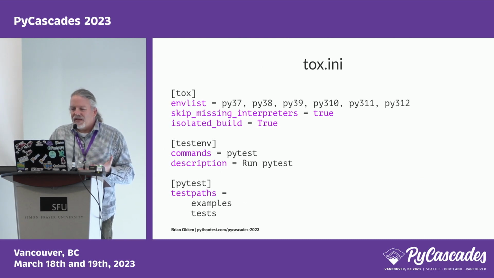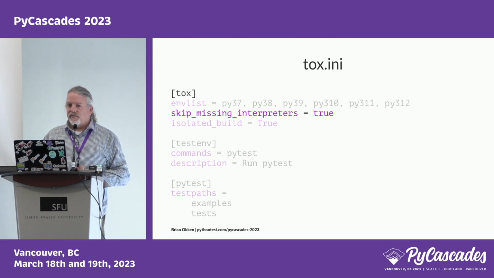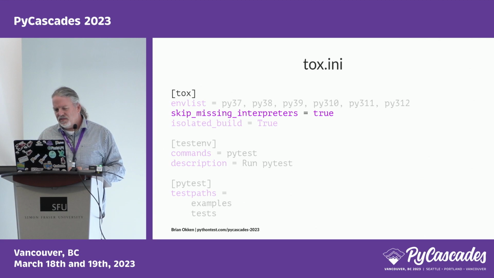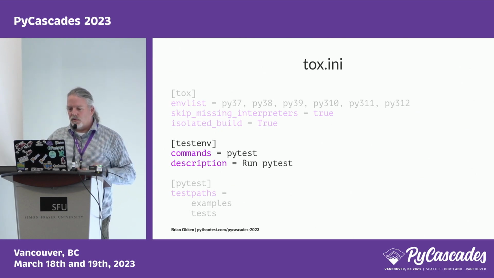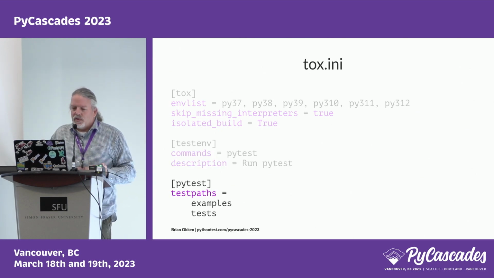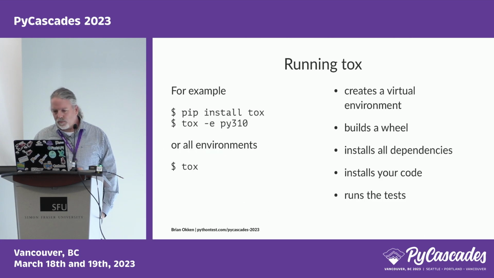Here's a basic tox.ini file. It's got all the Python versions that I want to test against. I don't want it to barf if I don't have one of these installed, so I say skip missing interpreters. The isolated build flag just tells tox that this is a pyproject.toml-based project. And for each environment, run pytest. That's all you have to have, that little bit. I'm also using this as my pytest.ini file, so you can throw your pytest settings in there too.